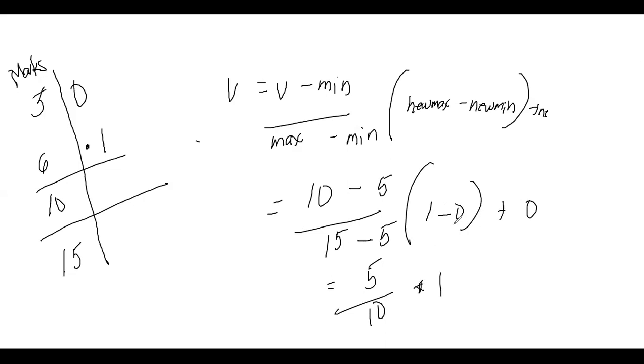1 minus 0 is equal to 1 plus 0, 1. Okay, so we have 5 divided by 10 is equal to 0.5 times 1. So it becomes 0.5. So the new value for 10 is equal to 0.5. And then we have another one for 15.